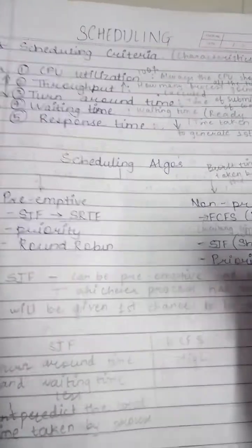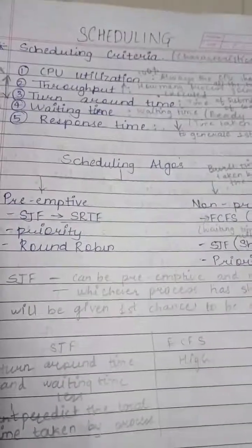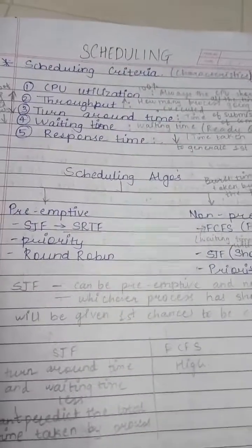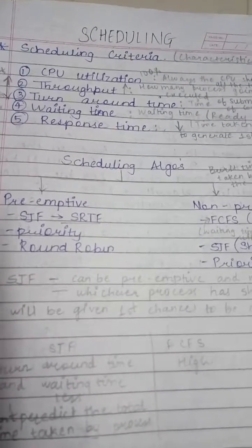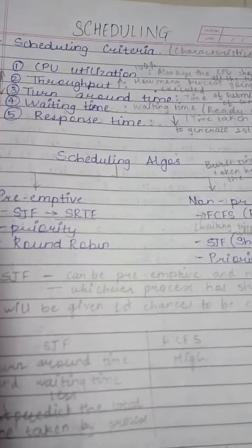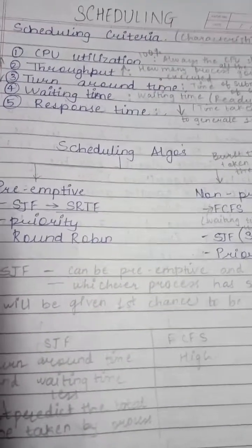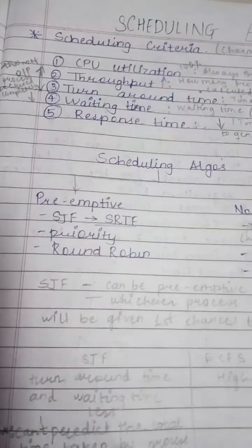Throughput is how many processes are getting executed in a particular time, and it should be very high. Then comes turnaround time. Turnaround time is the time between the submission of a process and the completion of the process. So the turnaround time should be low.